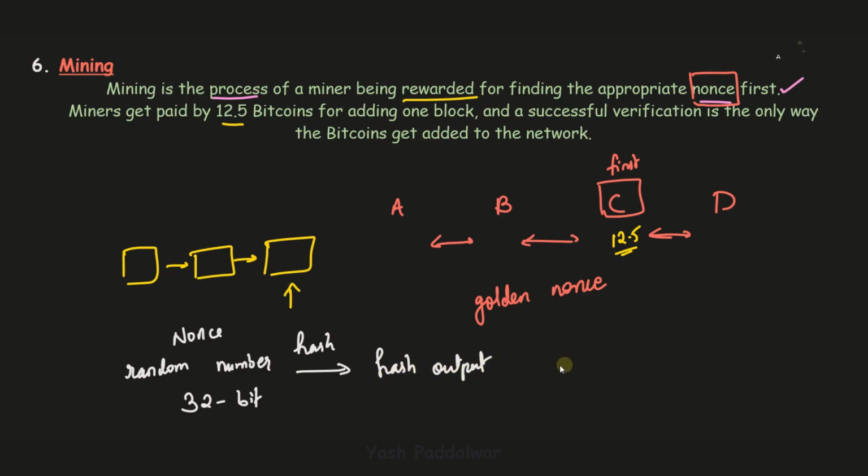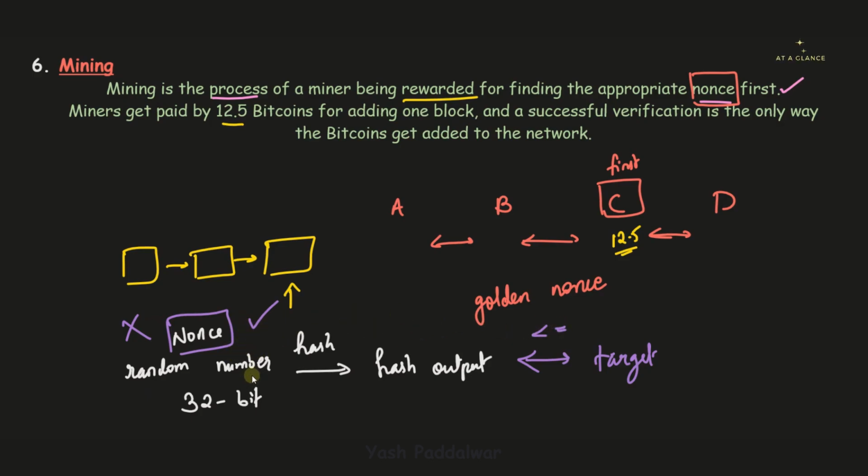Once this hash output is created, it will be compared with a target number. This target number is already set. If the hash output is less than or equal to this target number, then this nonce is going to be accepted. If not, then this nonce is rejected, an increment operation will be done, and another random number will be generated.